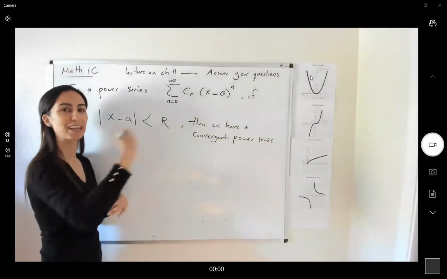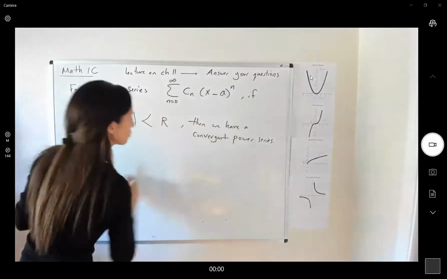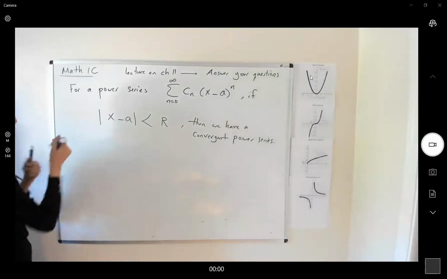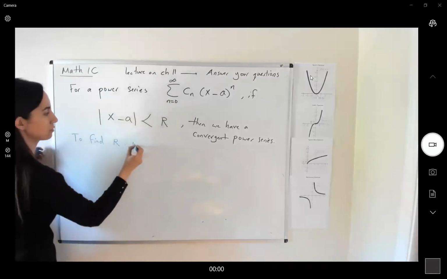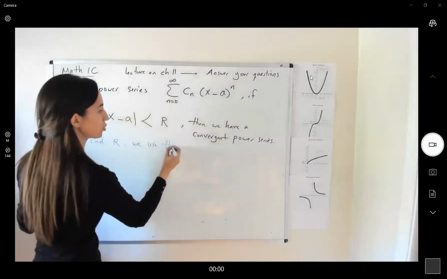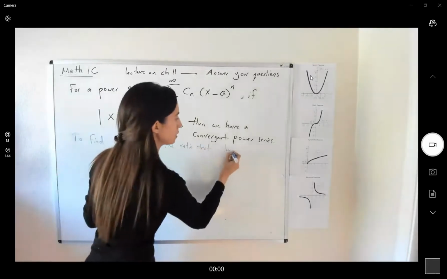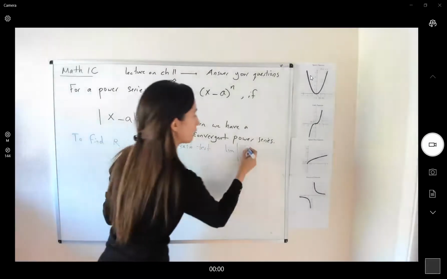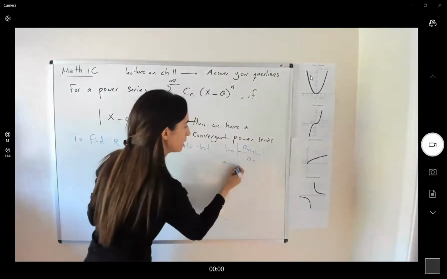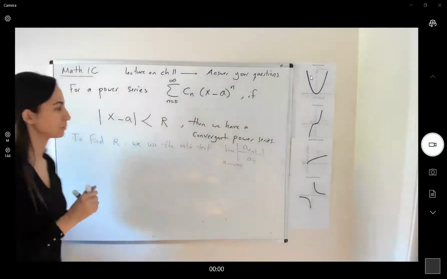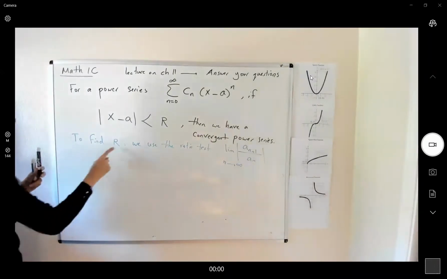We're going to get back to the previous section and actually use the ratio test. So to find R, you use the ratio test, which was the limit of the absolute value of a sub n plus 1 divided by a sub n while n goes to infinity. Very well, let's go over one example to see what's going on.